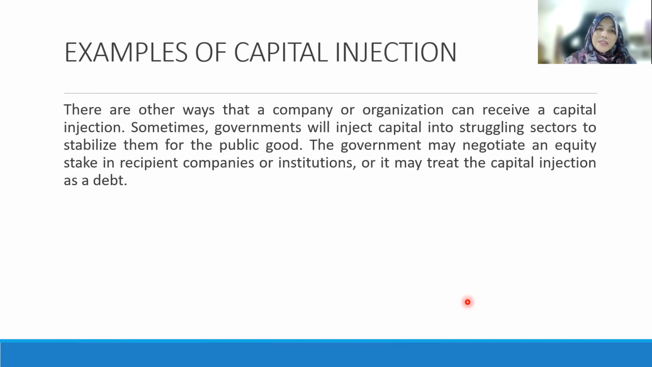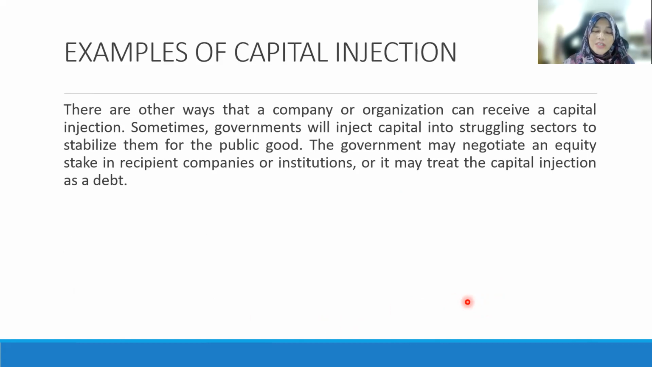Okay, so this is also an example of capital injection. There are other ways that a company or organization can receive capital injection. Sometimes the government will inject capital into struggling sectors to stabilize them for the public good. For example, Malaysia Airlines in Malaysia: a few times the government has had to inject capital into the business because of the business always making a loss.